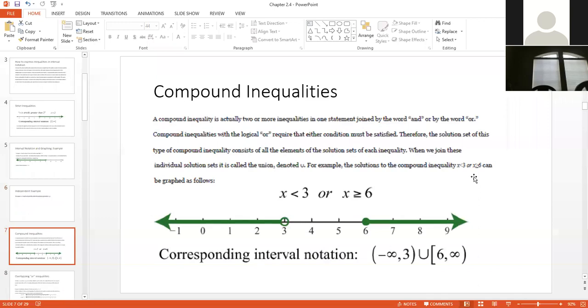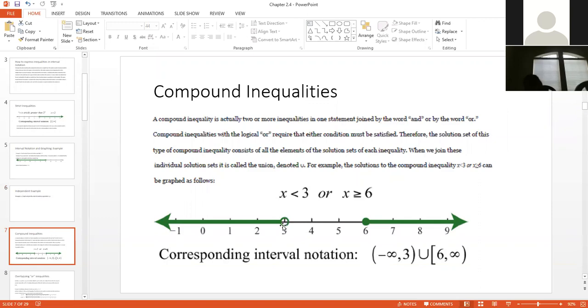Compound inequalities. A compound inequality is actually two or more inequalities in one statement joined by the word and or or. So there's going to be and compound inequalities and or compound inequalities. We're going to treat them differently. There's different things you do for them. So the first one in front of us is an or compound inequality: x is less than 3 or x is greater than 6.